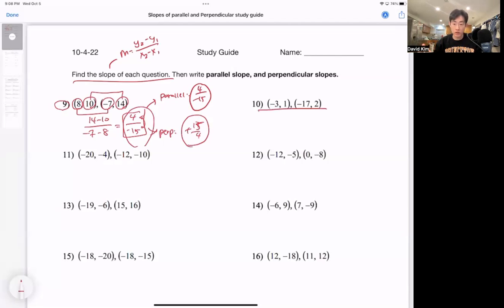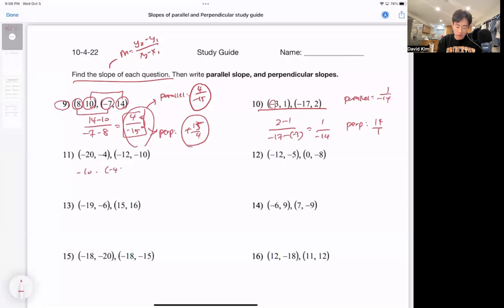I'm just gonna fly through these now. So 2 minus 1, negative 17 minus negative 3. Make sure you put a double negative sign because you're subtracting a negative 3. That's negative 14, and that's a 1. So parallel slope should be 1 over negative 14. Perpendicular slope should be positive 14 over 1. And I believe that should be the correct answer for this one.